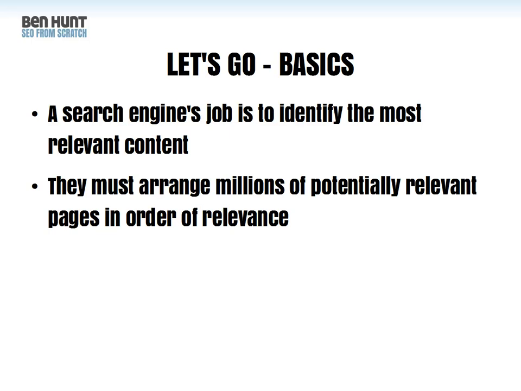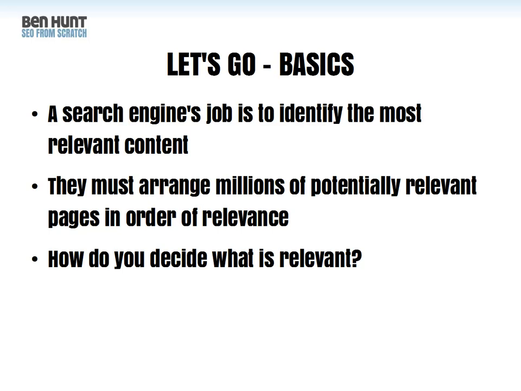Somebody types in dog breeders in a particular area, then Google has to go away and look at its enormous index of all the pages it has found on the web that may be to do with dog breeders in that area. And then it has to work out, well, which page is the most relevant to dog breeders in the area. So how do you decide what's relevant?